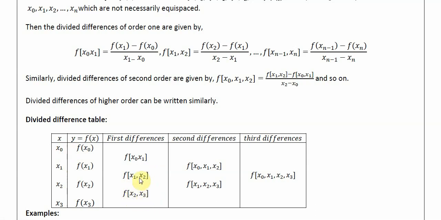The next one will be this minus this, that is f of x2 comma x3 minus f of x1 comma x2, divided by x3 minus x1, taking x3 diagonally downward and x1 diagonally upward. So those are the second order differences.